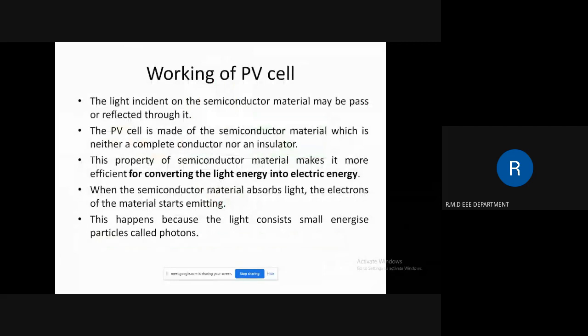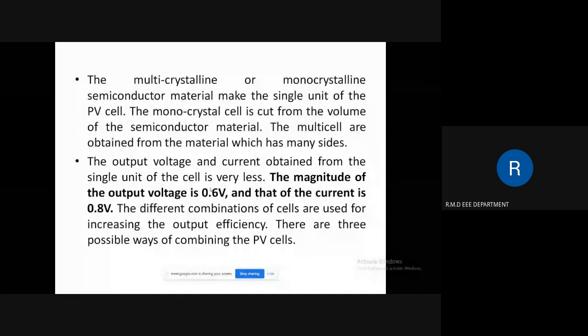Next, characteristics of the photovoltaic cell. So when you observe the characteristics of the PV cell under normal condition, the power of the solar cell is the product of the current and the voltage.